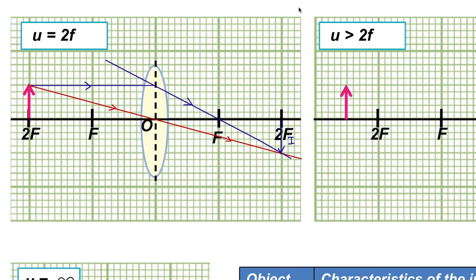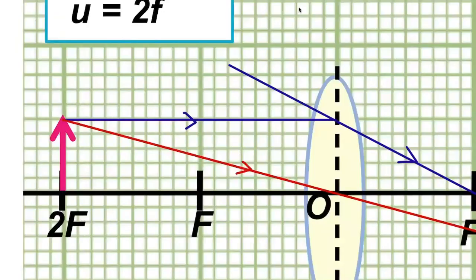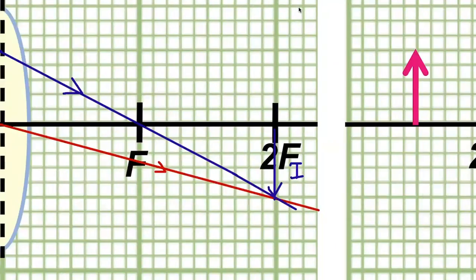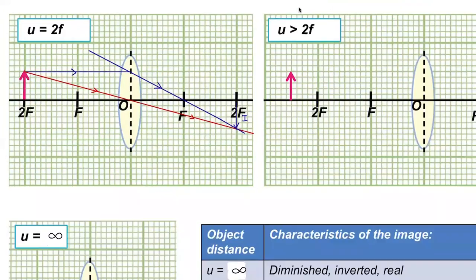How do you determine the size of the image? For example, here you can measure the size of the object. It takes 5 small squares, so we assume that it is 1 centimeter. The size of the image produced also takes 5 small squares, so it is equal to 1 centimeter also. This is how we get the image produced.